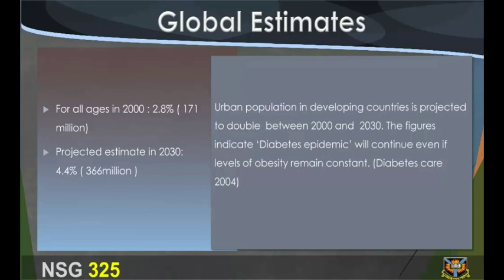Global estimate. For all ages in 2000, 2.8%, 171 million. Projected estimate in 2013, 4.4%, 366 million. Urban population in developing countries is projected to double between 2000 and 2030. The figures indicate the diabetes epidemic will continue even if levels of obesity remain constant.